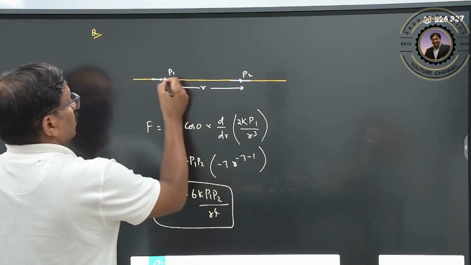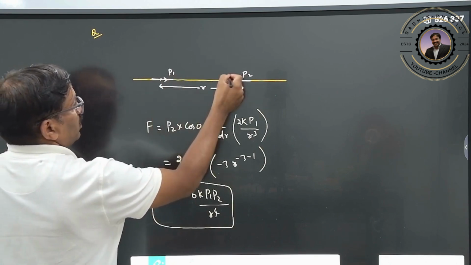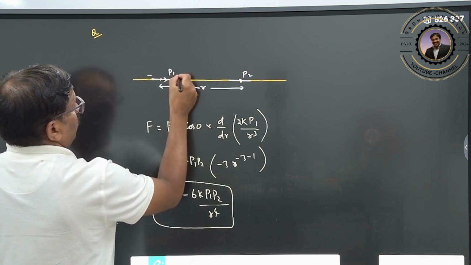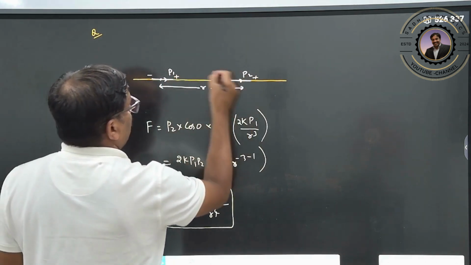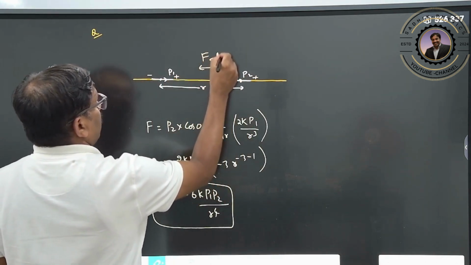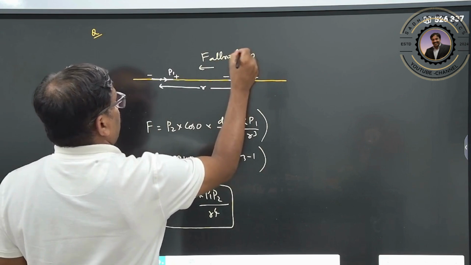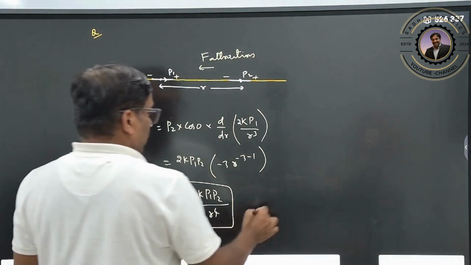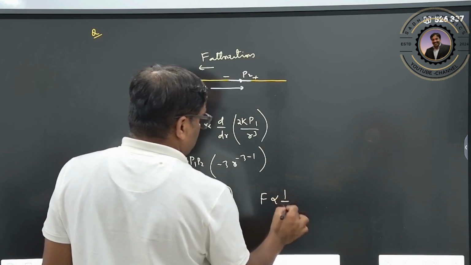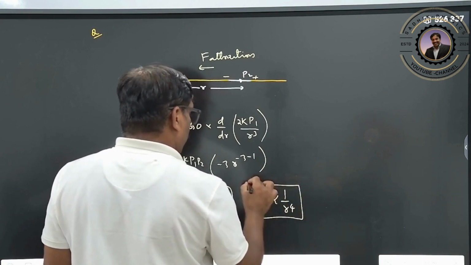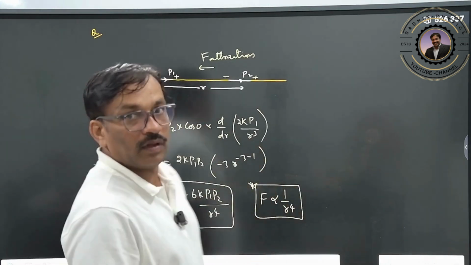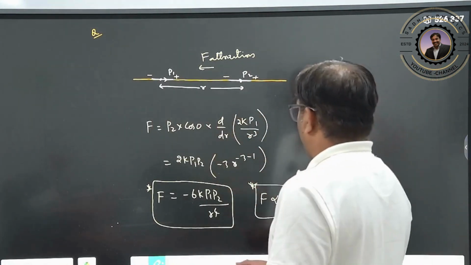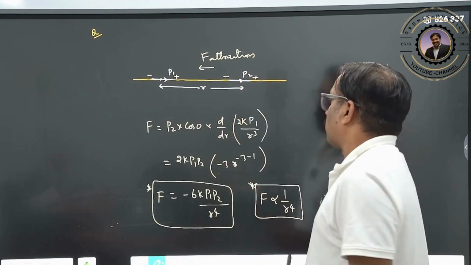Clear. So this side is negative, positive, and this side is negative, positive, therefore it will be an attraction force. Attraction, correct. That's why it is negative. Here the force between the two dipoles is inversely proportional to r to the power of 4, very, very important. Force due to these two dipoles is inversely proportional to r to the power of 4.